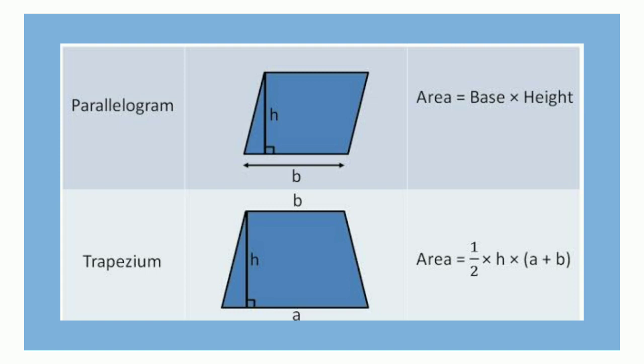The next one, trapezium. Here one pair of opposite sides are parallel and the other opposite sides are non-parallel. So here the parallel sides are A and B and its height is given as small letter h. So how to find the area of the trapezium? Area is equal to half into h into A plus B. This is the formula to find the area of a trapezium.